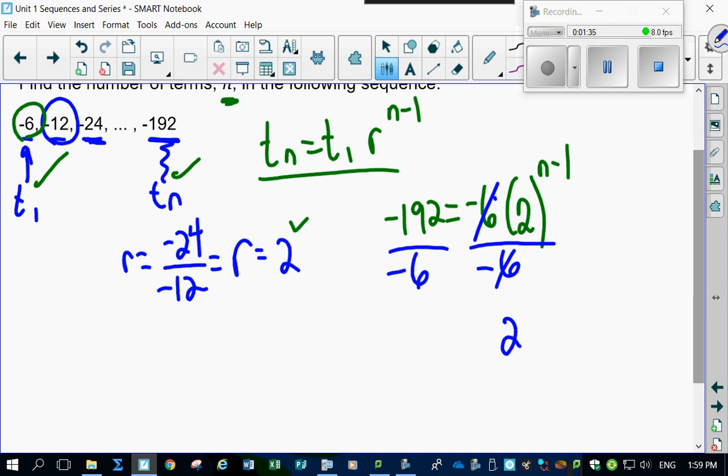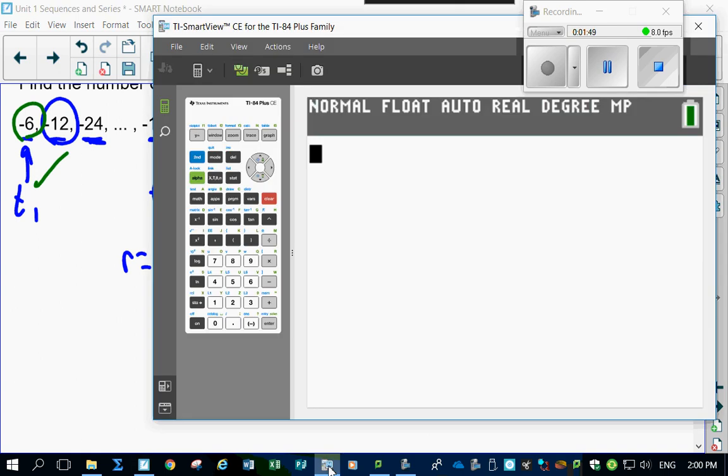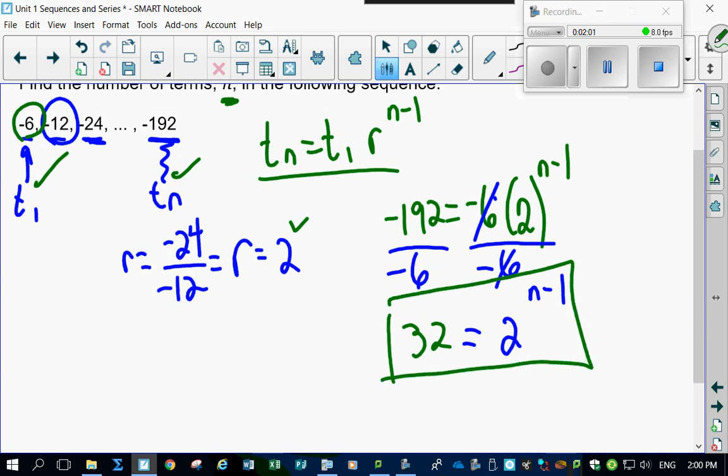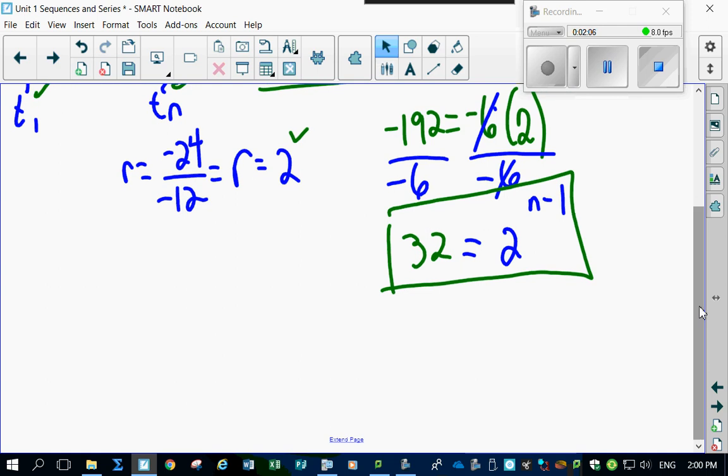We have 2 to the power of n minus 1 equals whatever minus 192 divided by minus 6 is. Well, I'm going to bring up our calculator here, and we're going to take our minus 192 and divide it by minus 6, and I get an answer here of just plain old 32. Now, if that's 32, and that's to the power of n minus 1, some people can predict this right away and figure it out. But let's just, for an example, say I can't figure this out.